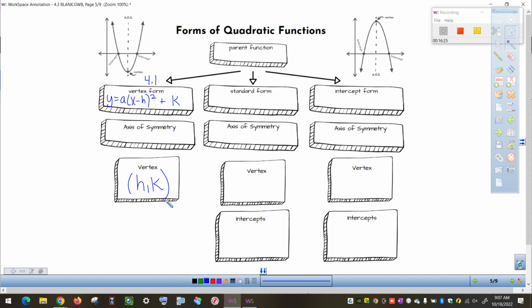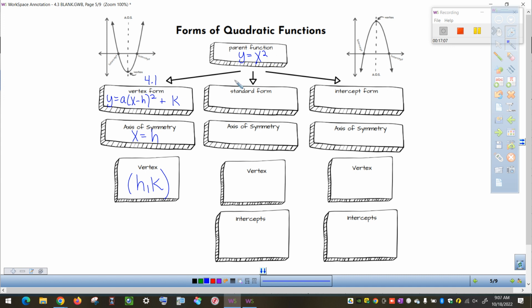Now, the axis of symmetry is always x equals the x value of the vertex, whatever that is. So in this case, it's going to be x equals h. Let's go ahead and also fill in, I almost forgot this one, the parent function at the very top. These are the different forms of a quadratic. The most basic quadratic function we have is y equals x squared.